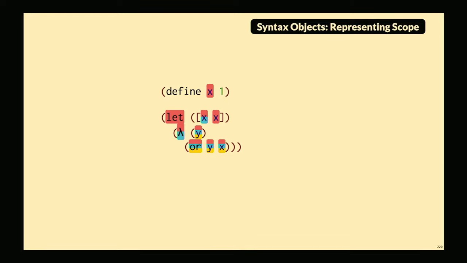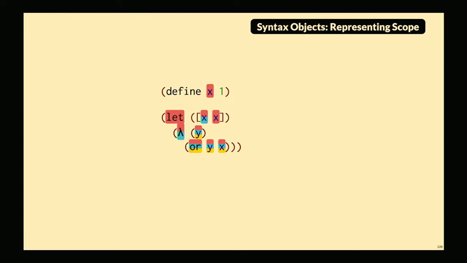When the expander sees an IR form, and that IR form introduces a variable binding, it generates a new scope and puts that scope on the binder, so it puts the scope on the define, on the let, and then it also puts the scope on the part of the tree where the references are allowed to be. So for a let, it would put it everywhere down here. For the define, it's going to put it everywhere, like that. Okay? That's one.